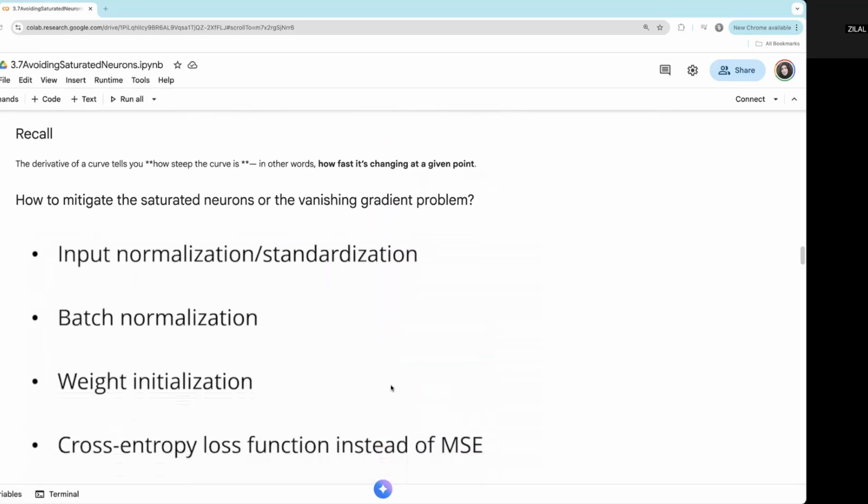Let's recall that the derivative of a curve tells you how steep the curve is, in other words, how fast it's changing at a given point. This is just a reminder.